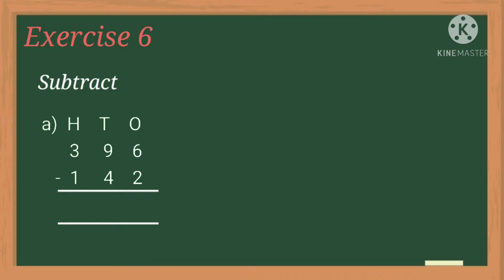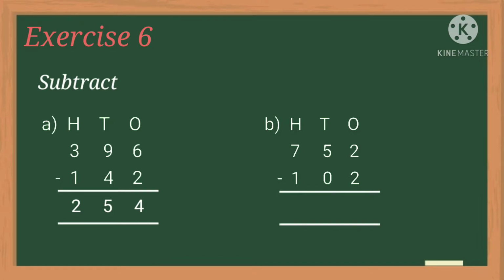396 minus 142. Ones place we have 6 minus 2 is 4. Tens place 9 minus 4 is 5. And in hundreds place 3 minus 1 is 2. Similarly, the second one also, here you can observe we are not taking any regrouping. 752 minus 102 is 650.